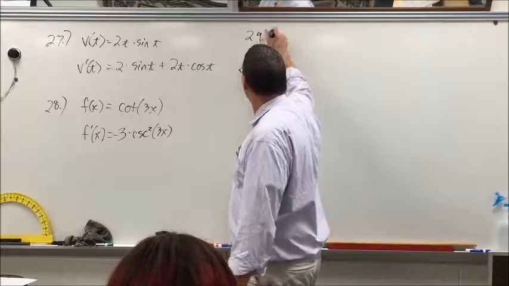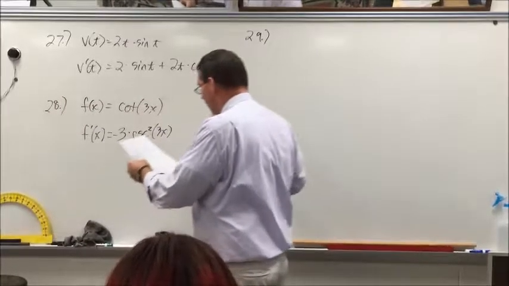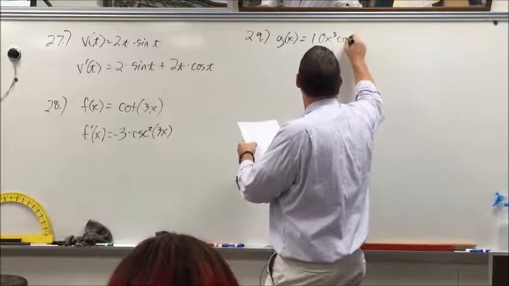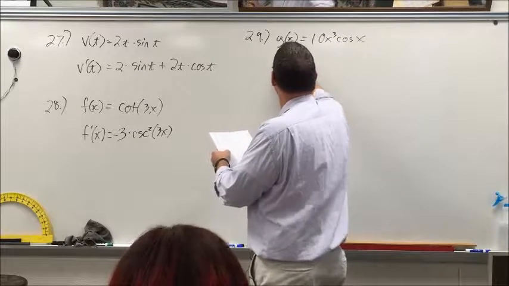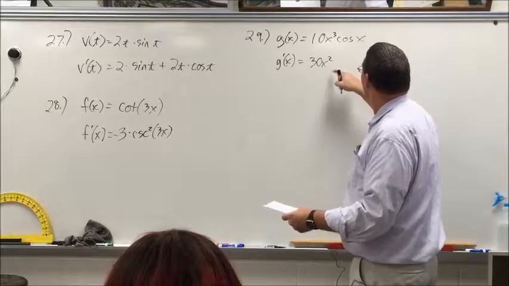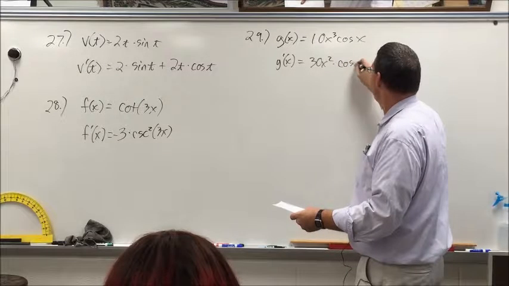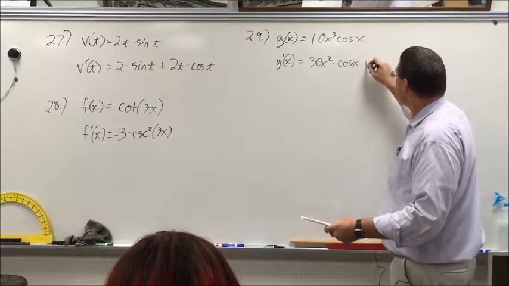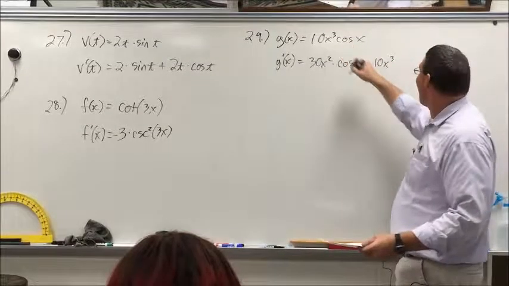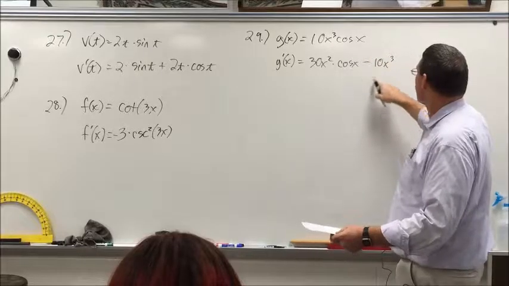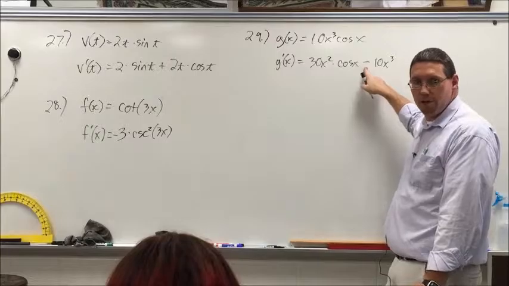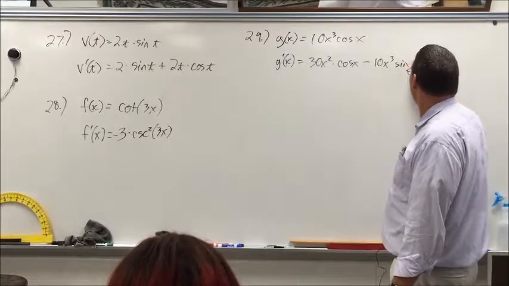All right, so 29, we got here. We got g of x is, what does this look like to you? This is a product rule, 10x cubed times cosine of x. So g prime of x is derivative of the first, 30x squared, times the second, cosine of x. Now, it would be plus the first, but then the derivative of cosine is negative sine, so it's going to become minus. See, this is why the sign belongs at the beginning of the term. It turns into subtraction. Sine of x.